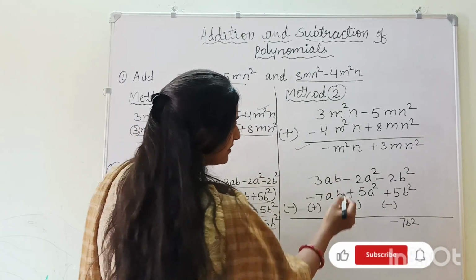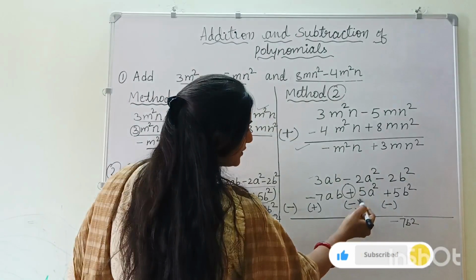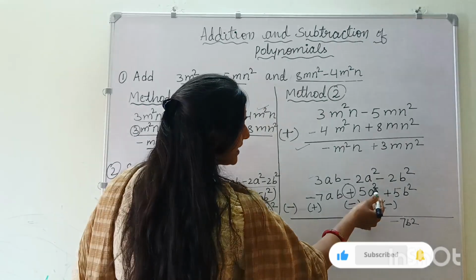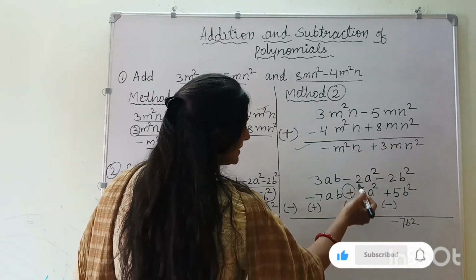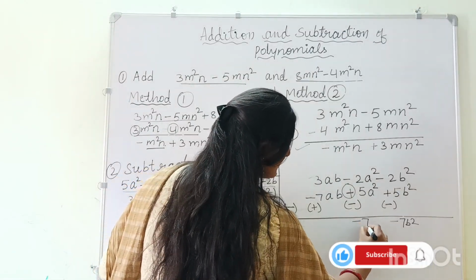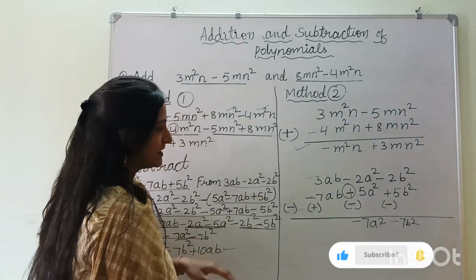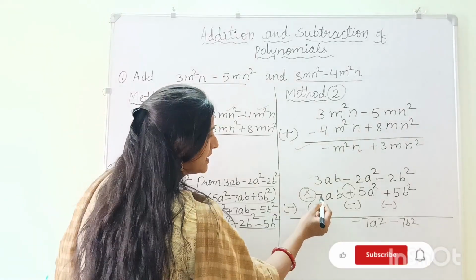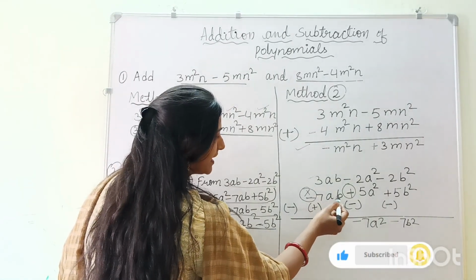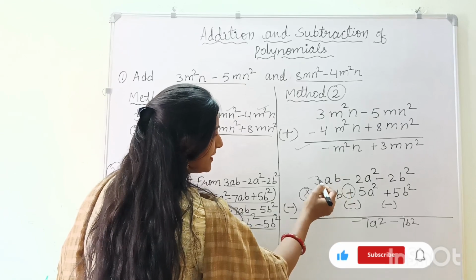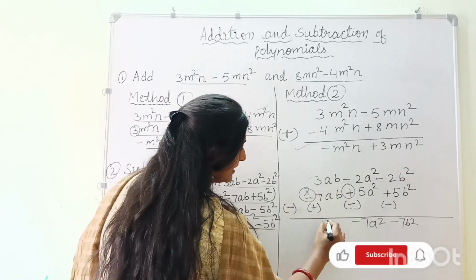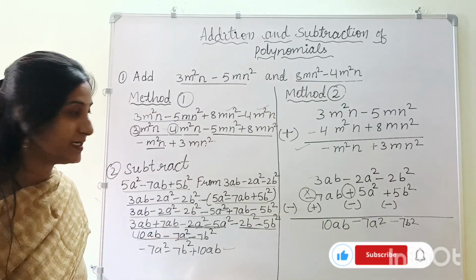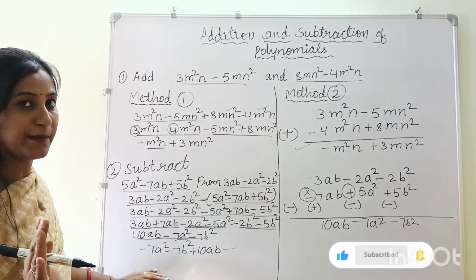Next one, again you forget about this sign. What is the new sign of this term? Minus. So minus 2a square and minus 5a square both will be added. 5 plus 2, 7. Minus 7a square. Next one, again we should not remember the previous sign. See the new sign here. So the new sign is plus 7ab and plus 3ab. So both will be added. 7 plus 3, 10ab.